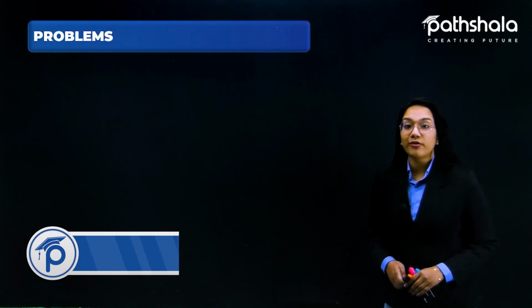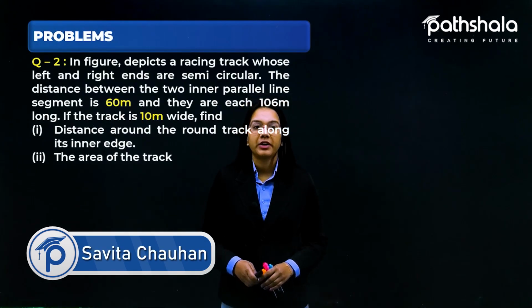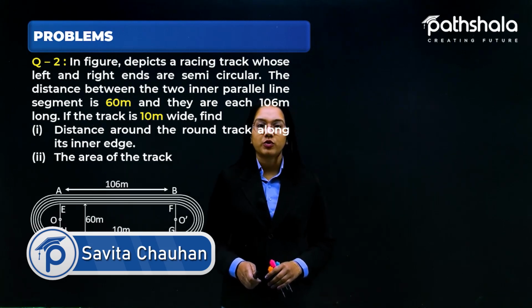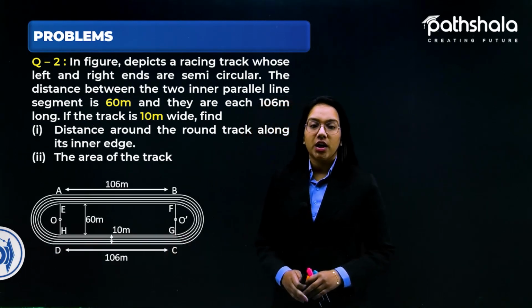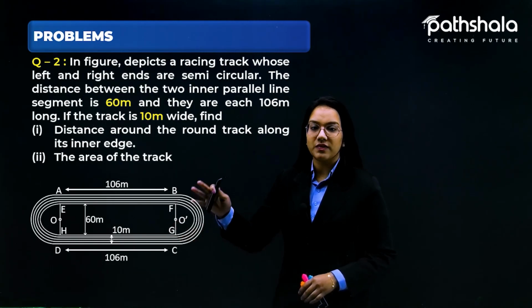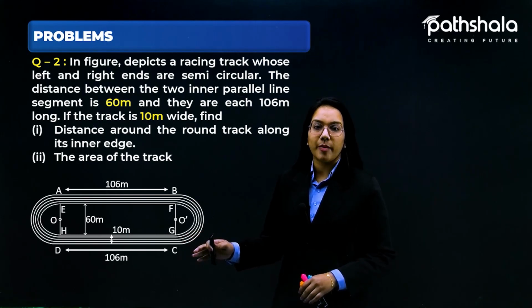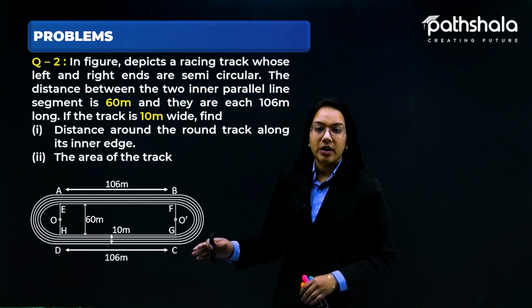Now let's move on to question number 2, which says: in the figure, it depicts a racing track. So let us suppose we have this figure. It says the racing track has left and right ends that are semicircular, as you can see, and the distance between the two inner parallel lines is 60 meters.